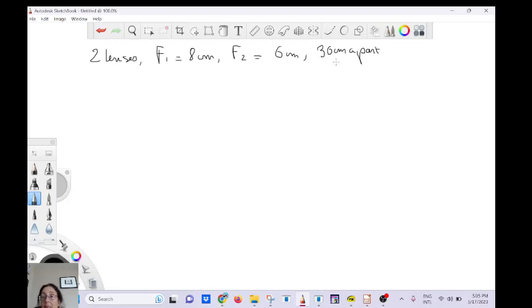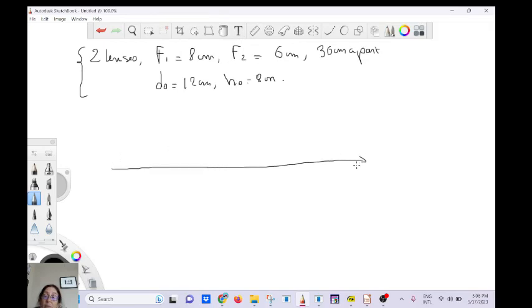And then you have a first object. So the object is at a distance from the first lens. So from this lens, it's at a distance of 12 centimeters. And the size is 8 centimeters. So the task is to find the final image, the position of the final image and the height of the final image, okay?